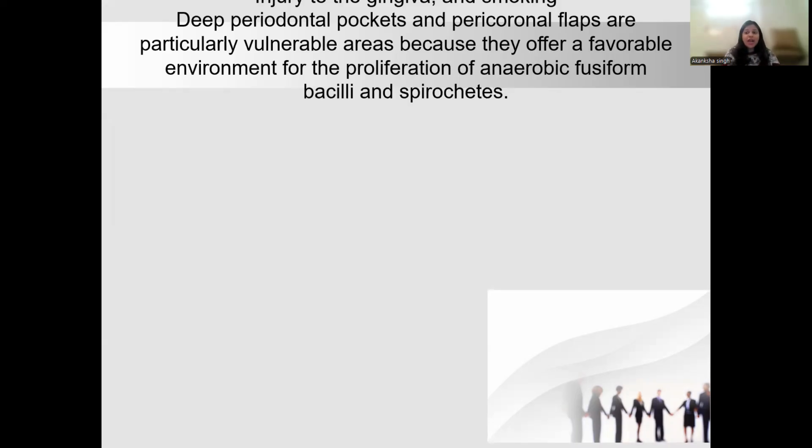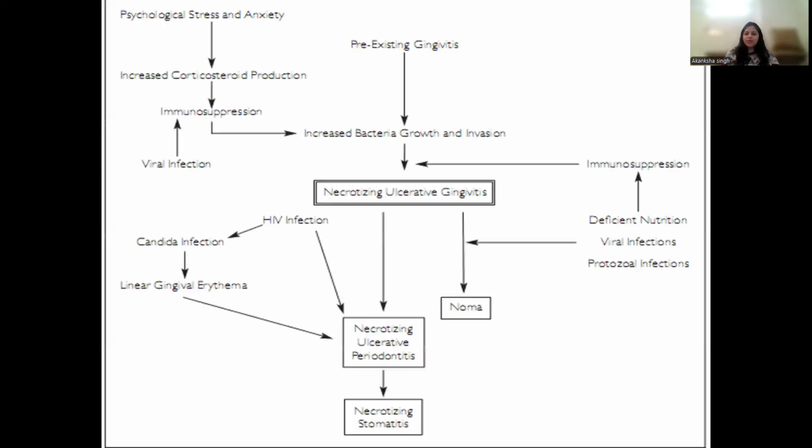So suppose your oral hygiene is not proper and you're already vulnerable to develop gingivitis or periodontitis, and then again you have certain bacteria and certain other predisposing factors, then you are at a high risk of developing acute necrotizing ulcerative gingivitis. Now this is a flowchart. This is a very nice flowchart. Whatever I have told you earlier, this flowchart sums up everything. So psychological stress and anxiety increase your steroid production, immunosuppression occurs, and viral infection can also lead to immunosuppression, which is followed by growth of bacteria.